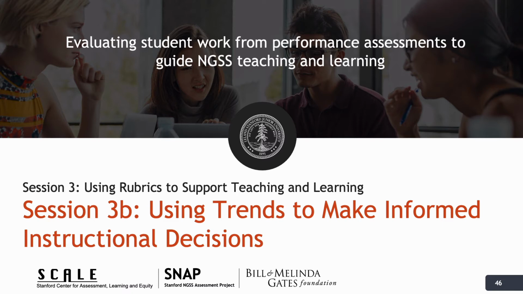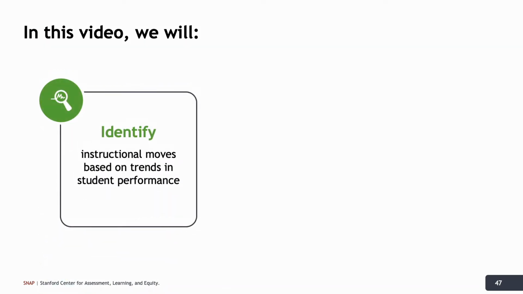Welcome to Session 3B, Using Trends to Make Informed Instructional Decisions. In Session 3A, you prepared information about student performance by using the rubrics to identify trends. You'll now use these trends to inform targeted next instructional steps. In this video, you'll identify instructional moves based on trends in student performance.